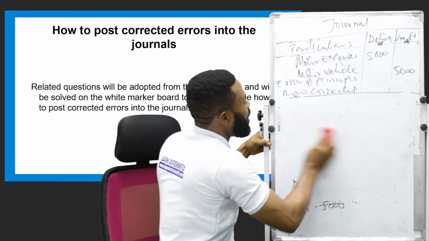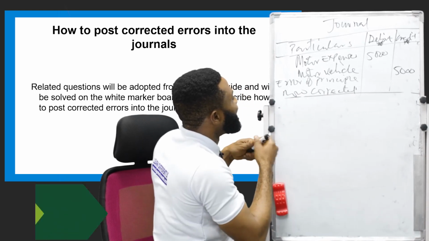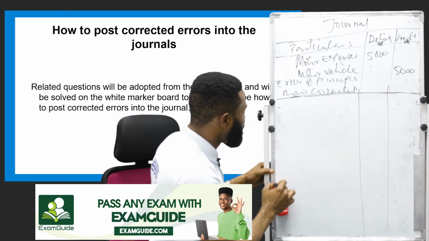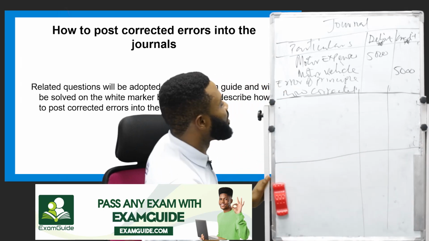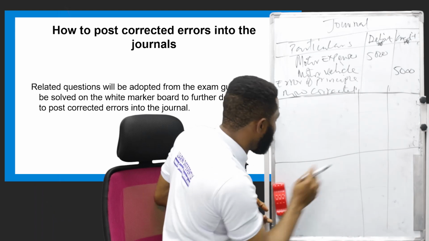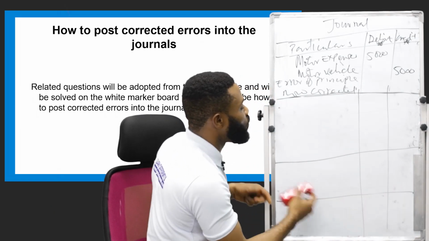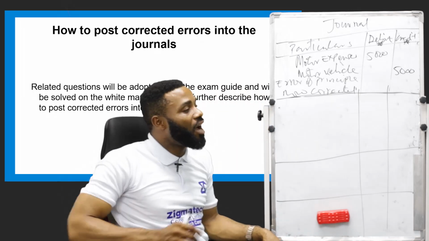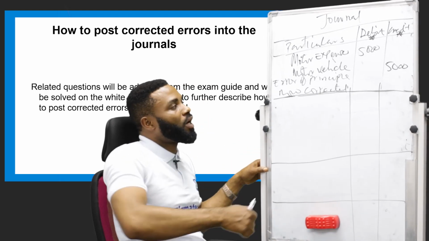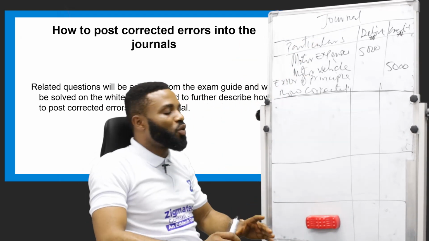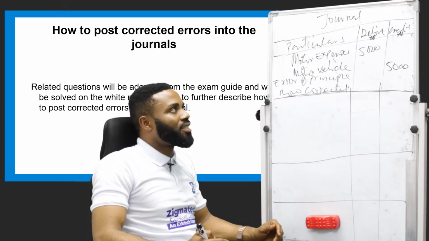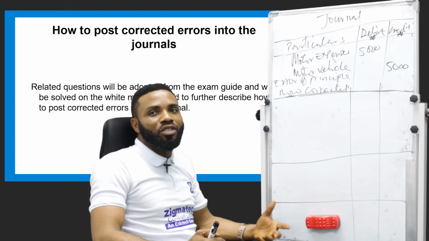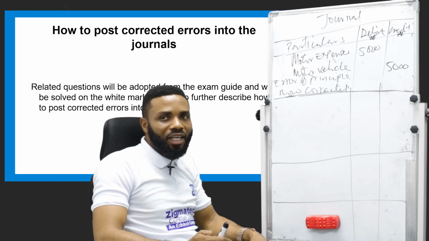You use this line to demarcate this transaction. Now you go down again. You check the book. You do another correction here. You use this line to demarcate until you are done with all the errors that you are expected to correct. So that's how to correct error with the journal. So anytime you are asked to journalize, or they will say post the corrected errors into the journal, this is what you are expected to do.